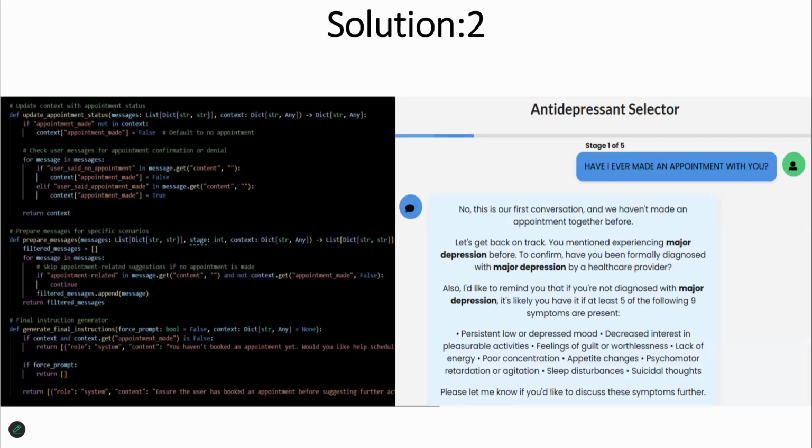For this challenge, the solution that we tested was we enhanced the context management to better handle appointments made or not made. We designed a function for updating the appointment status of the patient or the user, where the chatbot first confirms if an appointment is made or not, and likewise it stores that data. After making the changes shown in the slide, we tested the chatbot where we asked a question, have I ever made an appointment? It correctly answers. If an appointment was not made, it correctly answers that it was the first conversation and there wasn't an appointment made before. So this was the solution for the challenge we found.